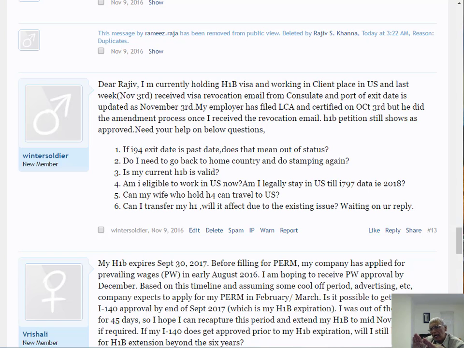Back up a little bit. So your I-94, as it was issued, was expiring on November 3rd. Yes, when I checked on November 3rd, it says port of exit is November 3rd. I'm trying to pin you down to that answer. Previously it was empty. Once I got the email and then checked the history, it was updated as November 3rd. Then I contacted CBP and they said they have removed it, but they didn't give any reason for it.